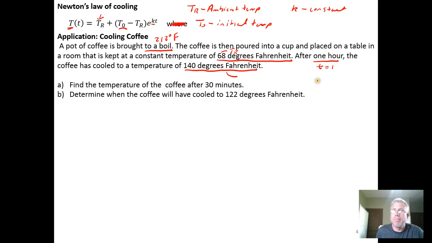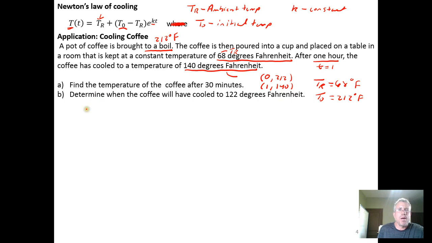So just cataloging information, we see T sub r is going to be 68 degrees. T naught, we're assuming it's 212. That might not be the best assumption, but it will work for our purposes. And we're given an initial ordered pair. We're given an initial temperature, at time equals 0, we have a 212 degree temperature, but we're also told that an hour later the coffee had cooled to 140 degrees Fahrenheit. So we're actually being given a couple data points for the model.